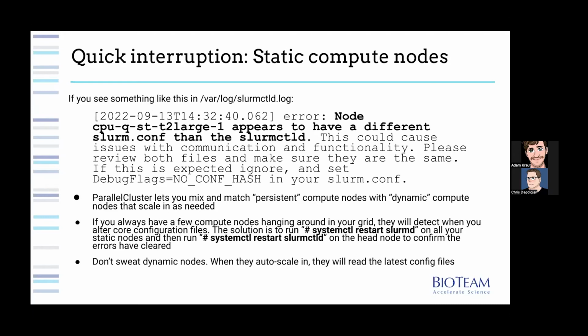So this is just kind of a gotcha page here. If you see an error like this, don't panic. It just means you have to log into your persistent compute nodes and tell them to reread their configuration files. Then the errors go away. And you don't have to worry about this for dynamic nodes that scale in when they're needed, because when a dynamic node scales in, it's always going to read the latest version of the configuration file. But if you have static nodes, you're going to see errors like this in slurmctld.log.